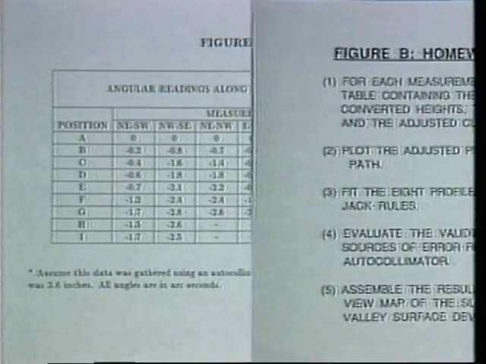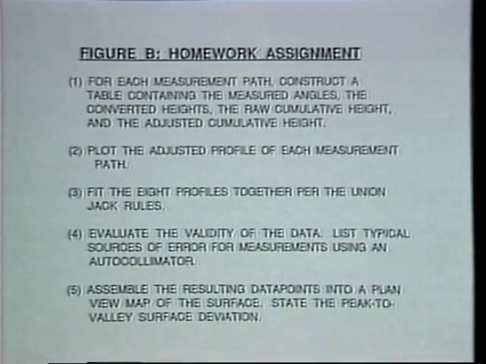For each measurement series, convert each of the position readings into a deviation distance, total the deviations, and remove the slope. Organize the data into a table. Plot each adjusted profile. Fit the measurement paths together according to the Union Jack rules. Examine the agreement of the center point values and comment on the validity of the data. List typical sources of measurement error. Map the elevations and state the peak to valley surface deviation.